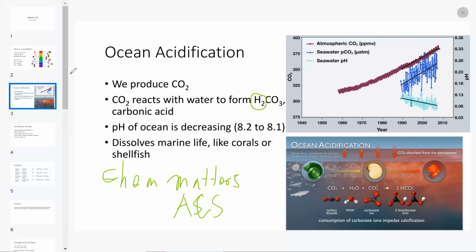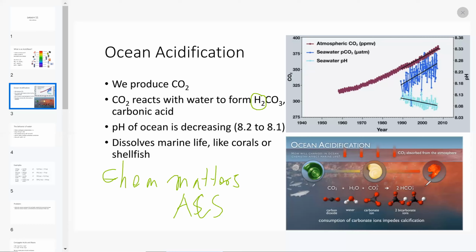And so we can have carbonate ions. And these carbonate ions react with carbonic acid to form bicarbonate. And bicarbonate is very soluble in water. So this means that over time, shellfish and corals are going to start dissolving.